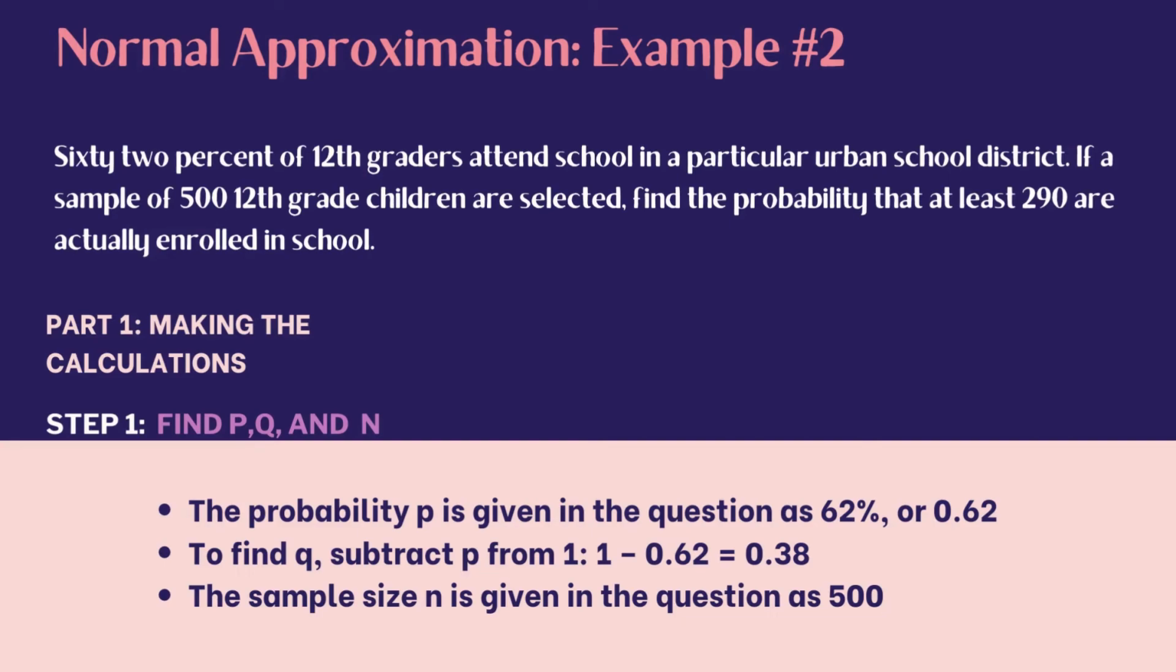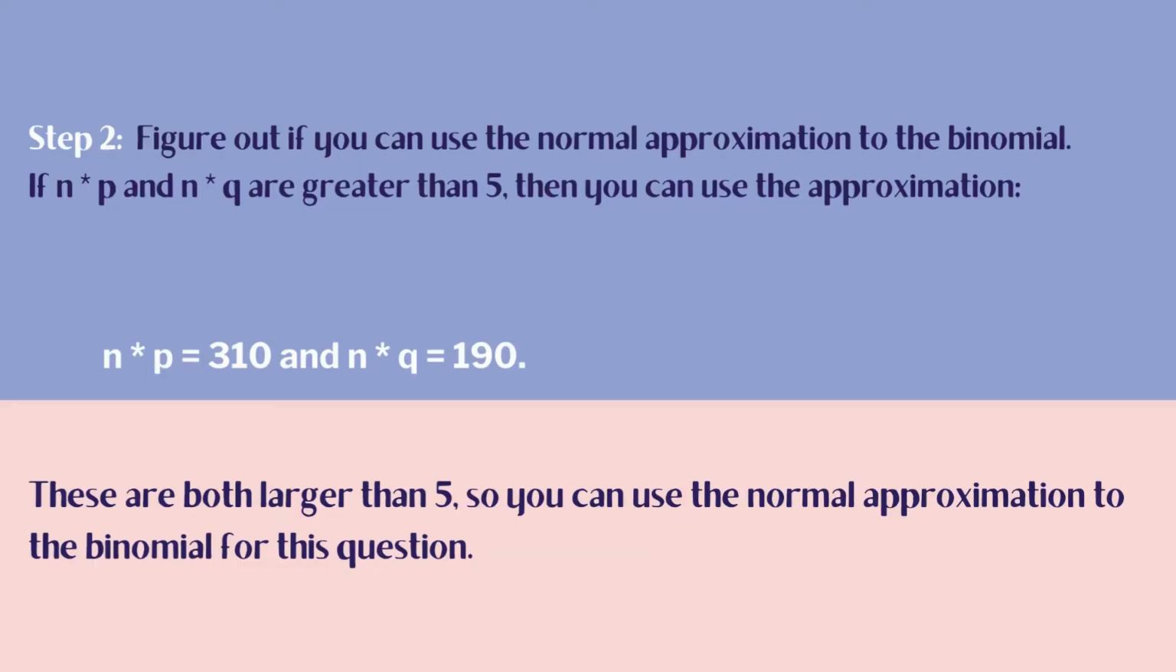Step 1. Find p, q, and n. The probability p is given in the question as 62% or 0.62. To find q, subtract p from 1: 1 minus 0.62 equals 0.38. Sample size n is given in the question as 500.